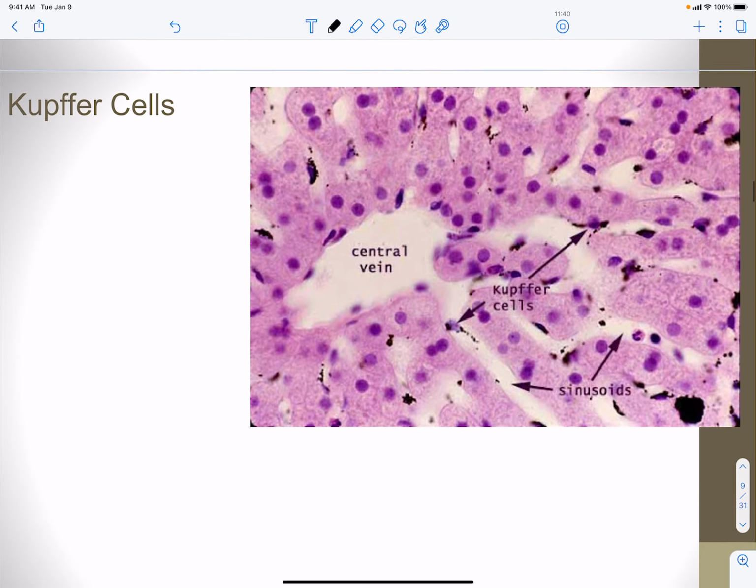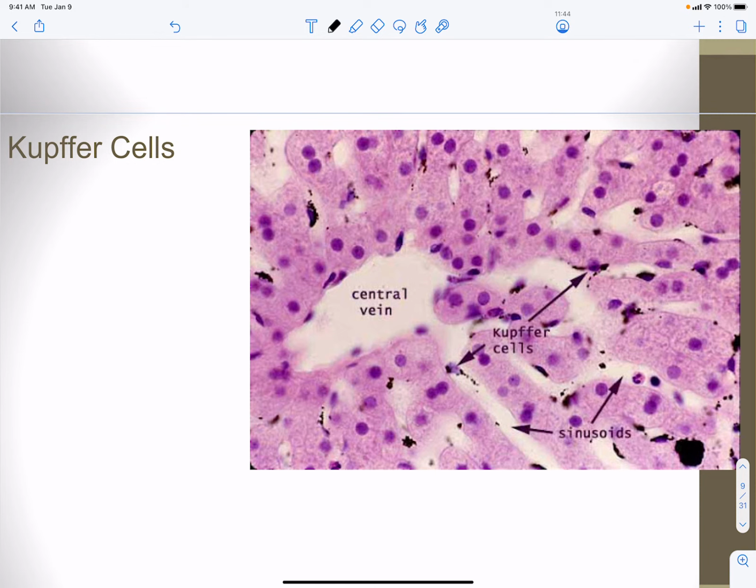The next set of cells are our Kupffer cells. So they're shown here in the picture. You can see that they are associated or part of the lining of your sinusoids. Kupffer cells are basically tissue macrophages. So they're part of the immune system. And just because they happen to be in the liver, they have a particular name called Kupffer. So macrophages are going to be called different names depending on what tissue they reside in. So macrophages that are in the liver are called Kupffer cells.